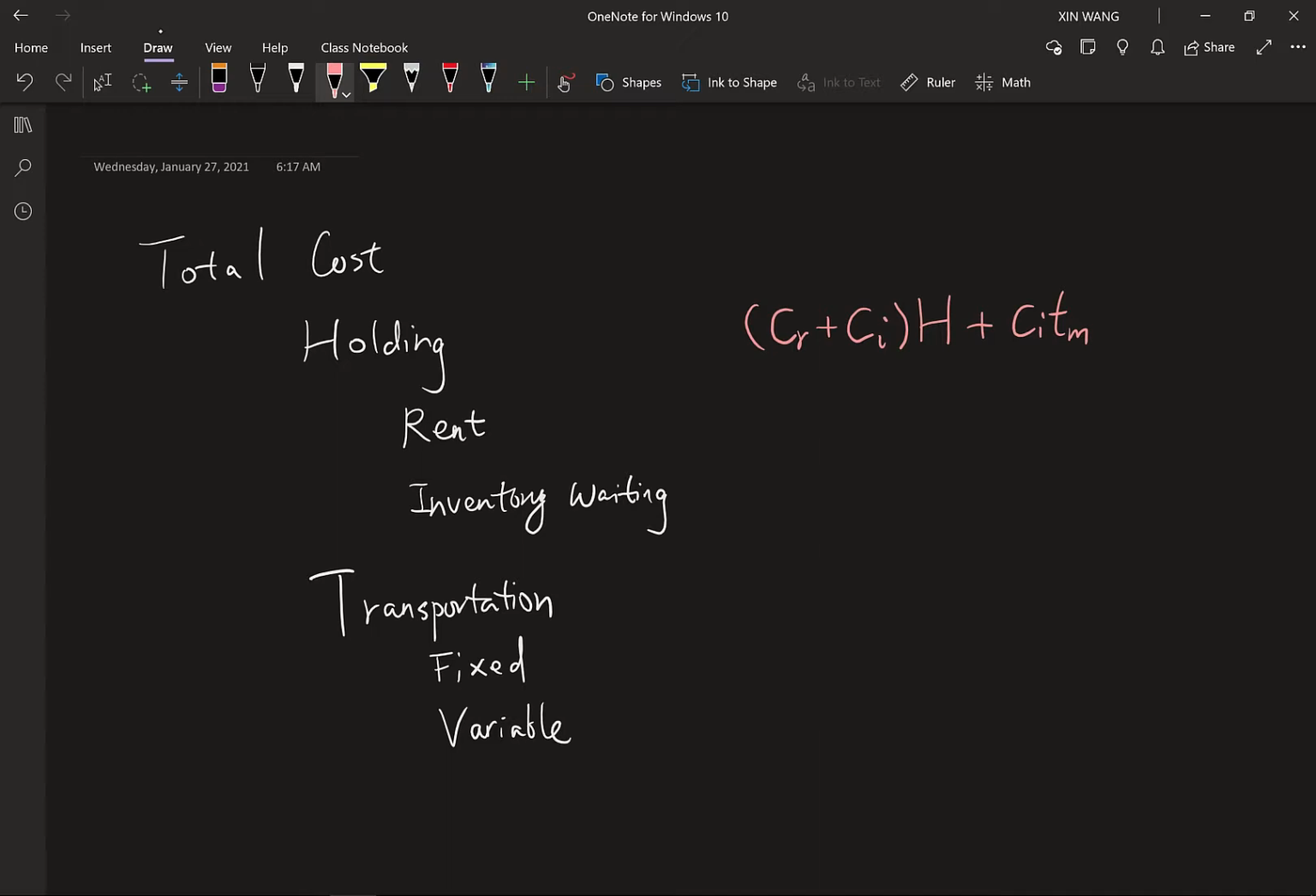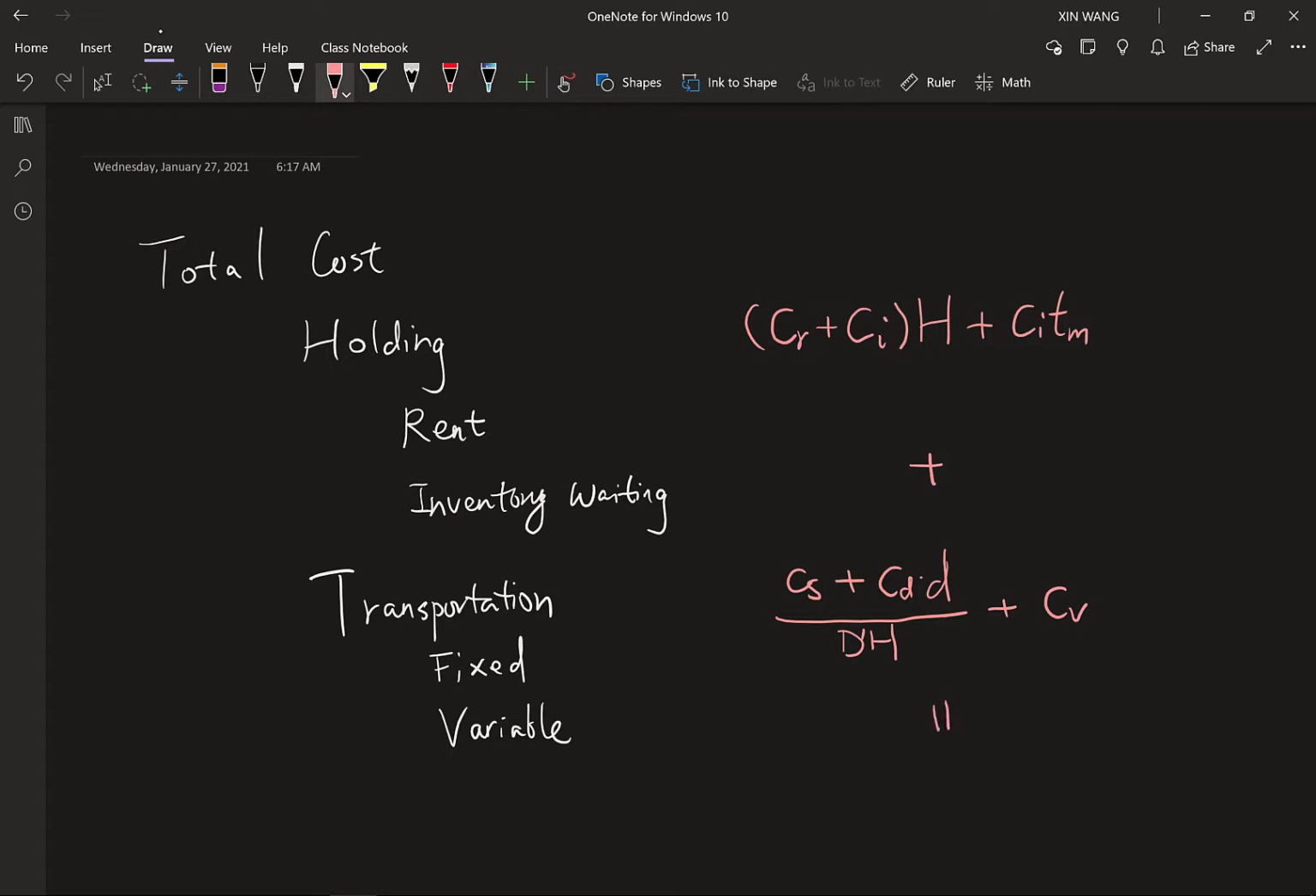And then the total transportation cost equals the stopping cost, plus the mileage cost, divided by the load, plus the variable cost. So if we sum these two together, then we can have our total cost.